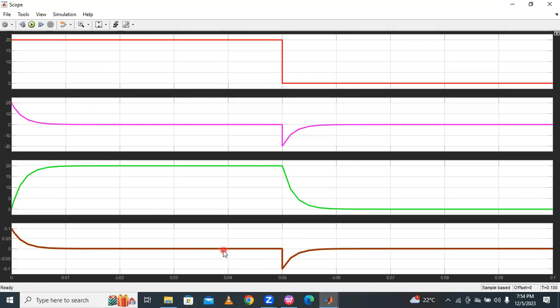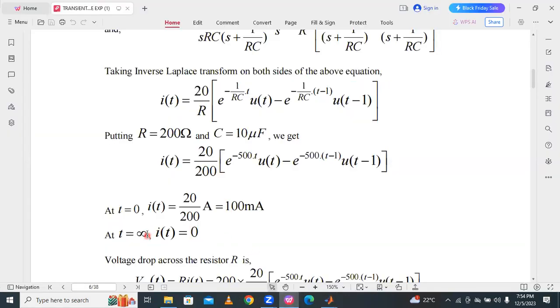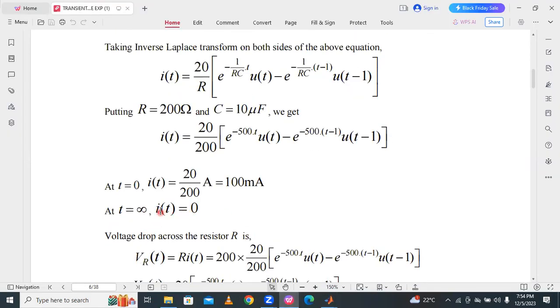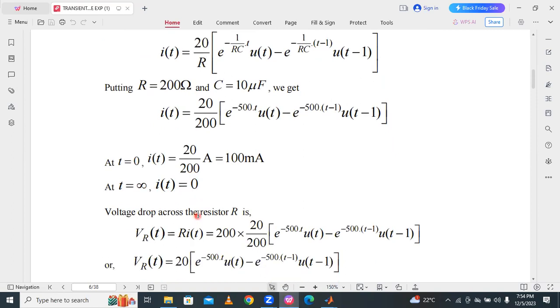Infinity means after about five time constants. Okay, so like this it is exponentially decreasing. Initially the current is 0.1, and the current decreases. Okay. And at t is equal to infinity, I of t is equal to 0.